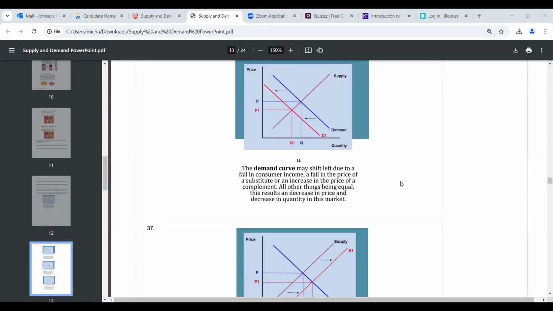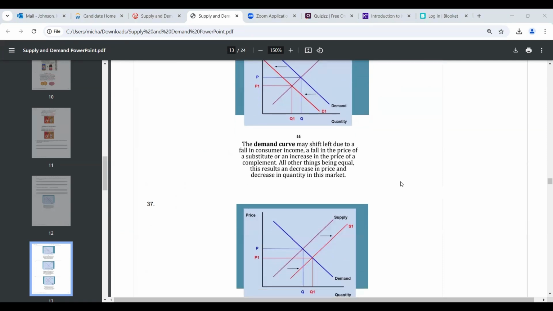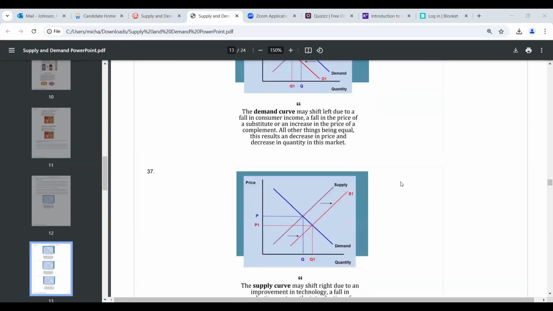The demand curve may shift left due to a fall in consumer income, a fall in the price of a substitute, or an increase in the price of a complement. All other things being equal, this results in a decrease in price and a decrease in quantity in the market.